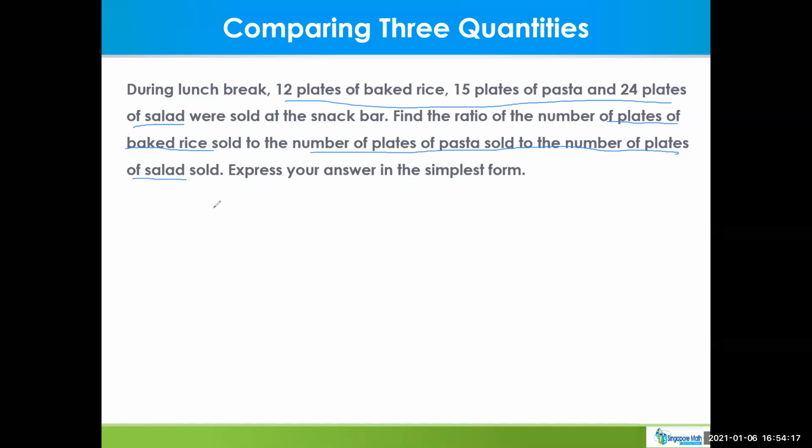Why I highlighted is that sometimes they can change the question a bit. So it's always good to underline it and make sure you understand the question. So for this one it is baked rice to pasta to salad. So it's 12 is to 15 is to 24. Can someone tell me what the common factor among these three numbers is? I see some answers here. The common factor is 3. So you should get 4:5:8. All right, well done.